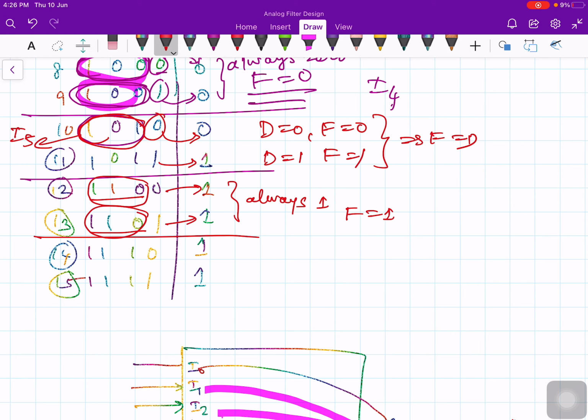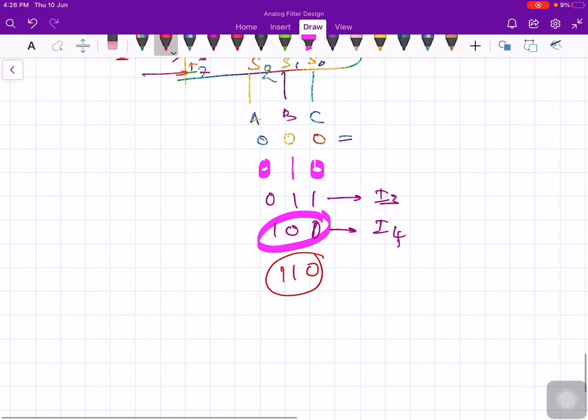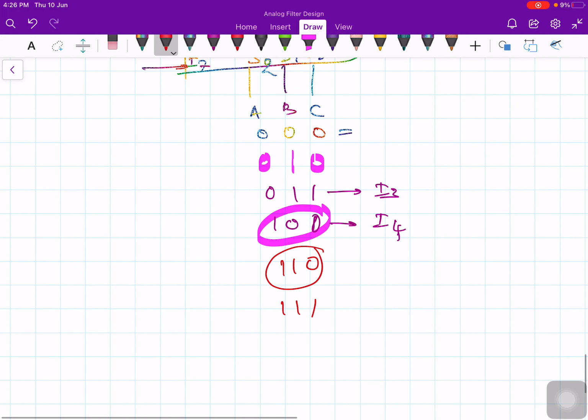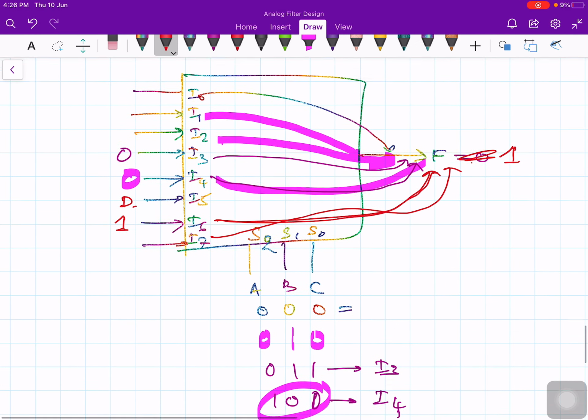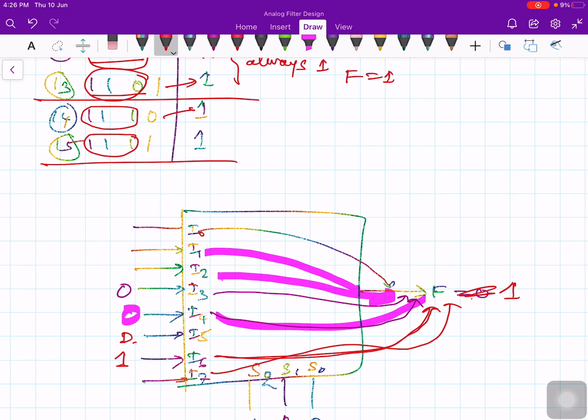And then you take the last two combinations. You take 1 1 1 and here also 1 1 1. So in the selection line, if you give 1 1 1, this corresponds to I7. Therefore, this I7 gets a chance to the output. Now the 0 becomes 1 and 1 becomes 0. Again the output is always 1. If it is always 1, f equal to 1. Now when the selection lines are 1 1 1, the output is always 1.